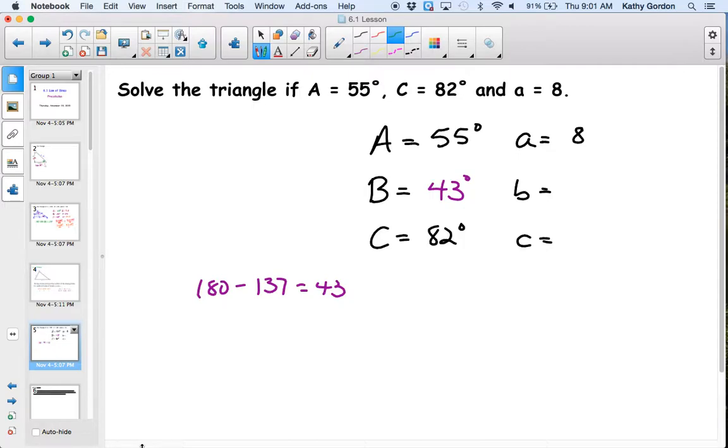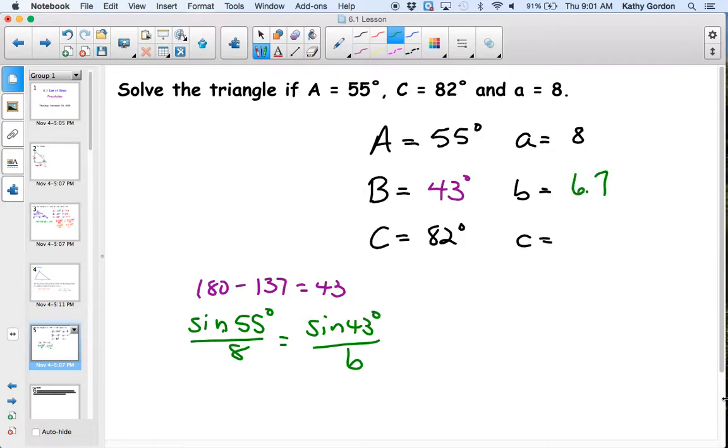I'm still looking. Found side B. Okay, what'd you do to find side B? I did sine 55 degrees divided by 8 equals sine 43 divided by B, and then find B by cross multiplication. Okay, and did you find that already? Yeah, I got 6.7. 6.7? You agree with that?